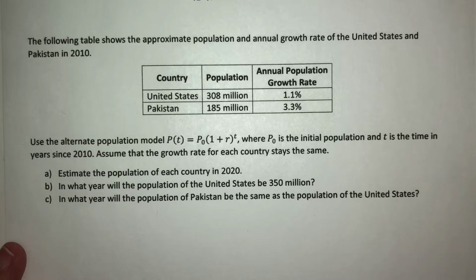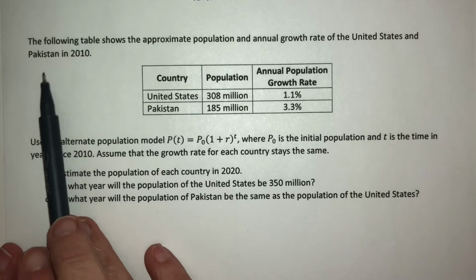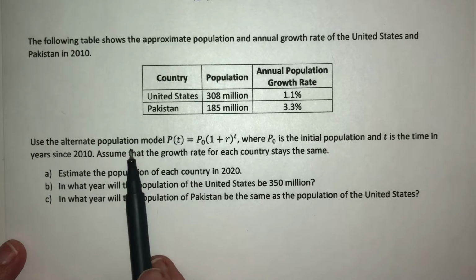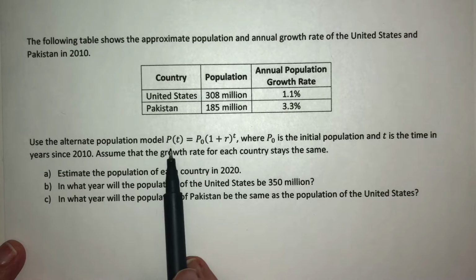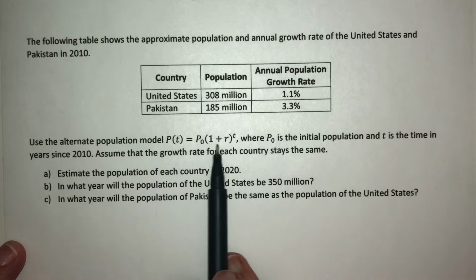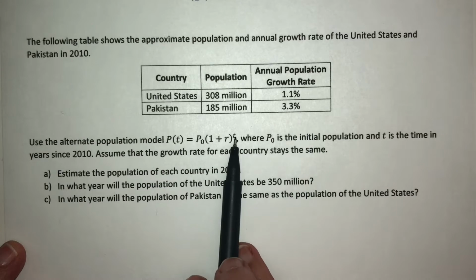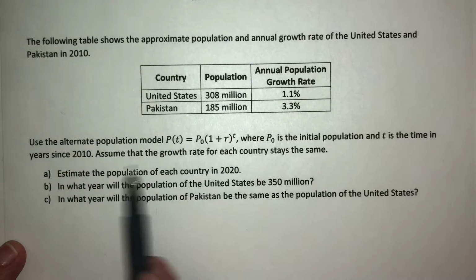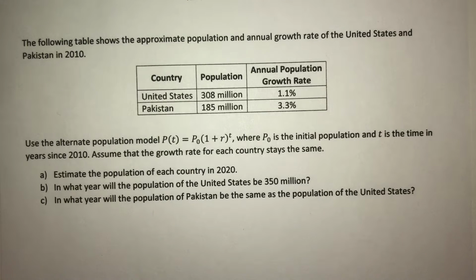This is part 3 of section 3.4. The following table shows the approximate population and annual growth of the United States and Pakistan in 2010. Use the alternate population model, which they provide to you as P of t equals P naught, which will be your initial population, times 1 plus r, to the t, which is the time in years since 2010, and assume that the growth rate for each population stays the same. Then estimate the population in what year, and so on.